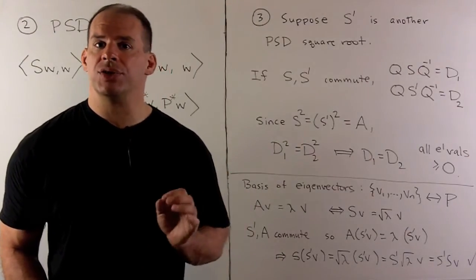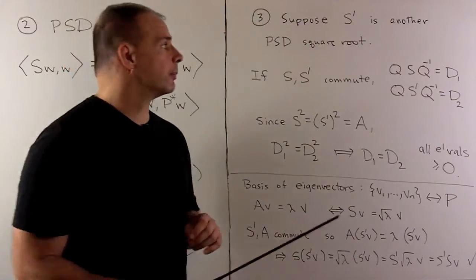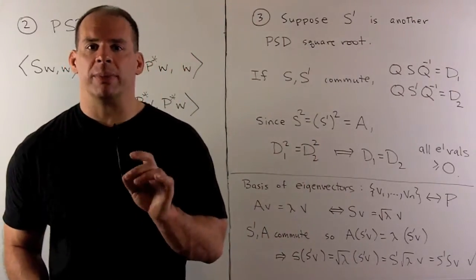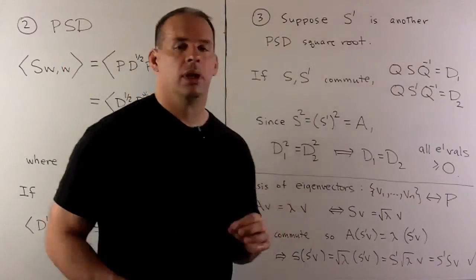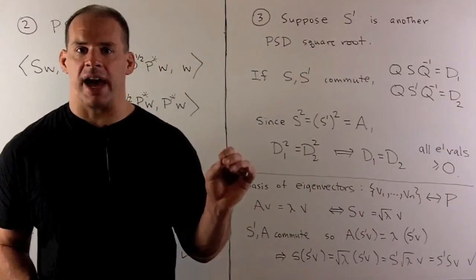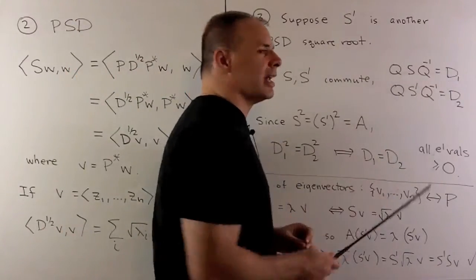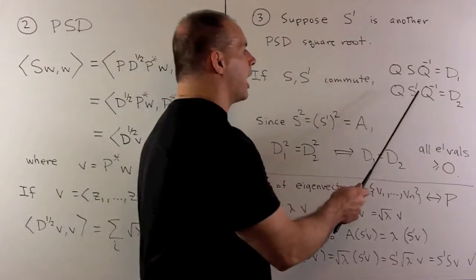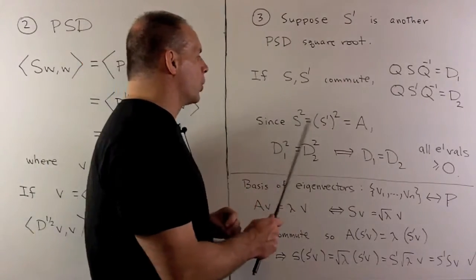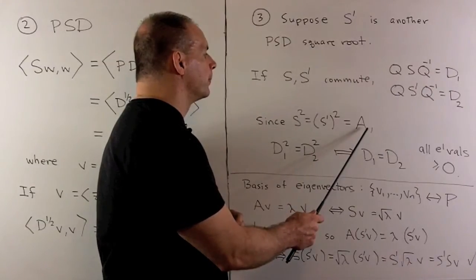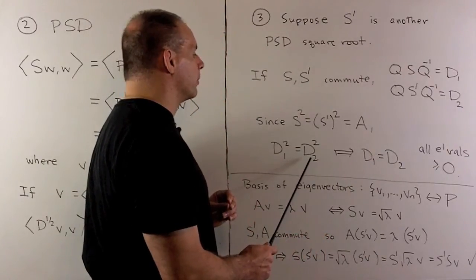Finally, we show that S is unique. So we'll assume that we have another positive semi-definite square root, S prime. We'll start by assuming that S and S prime commute and then show that afterwards. So if S and S prime commute, they're both diagonalizable, so they're simultaneously diagonalizable. That means there exists an invertible Q such that Q S Q inverse equals D1, a diagonal matrix, and Q S prime Q inverse equals D2, another diagonal matrix. Because S squared equals A, S prime squared equals A. I'm going to square both sides of each of these equations. We'll have that D1 squared equals D2 squared.